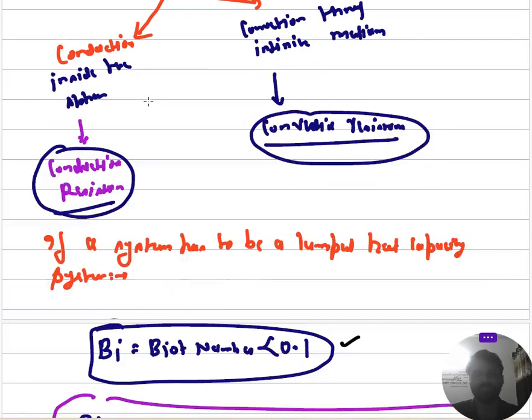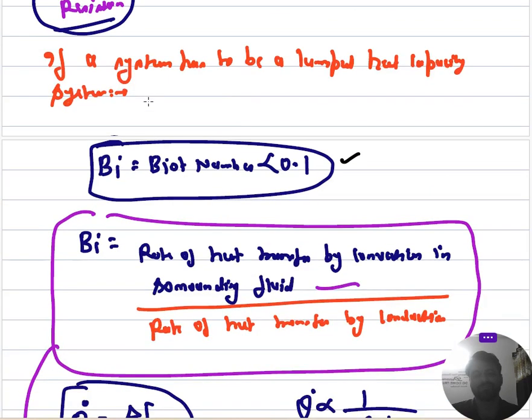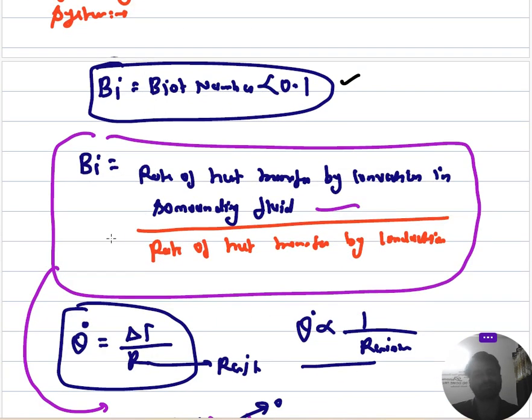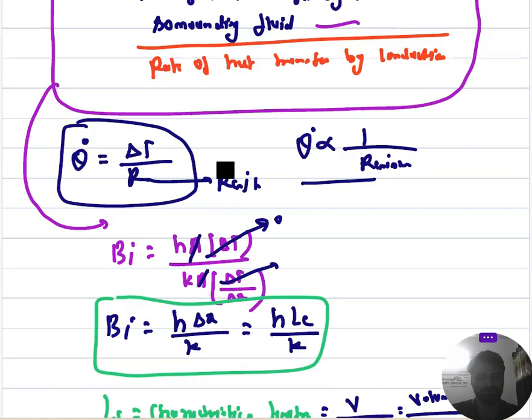Okay, after that I'll be moving towards one more important parameter, that is the Biot number. The Biot number is defined as the rate of heat transfer by convection in the surrounding fluid divided by the rate of heat transfer by conduction in the solid, right? So if the Biot number is less than 0.1, then the lumped heat capacity system can be used, right?